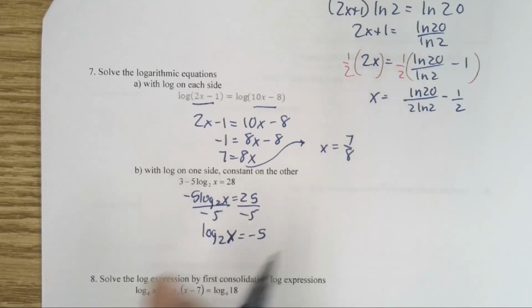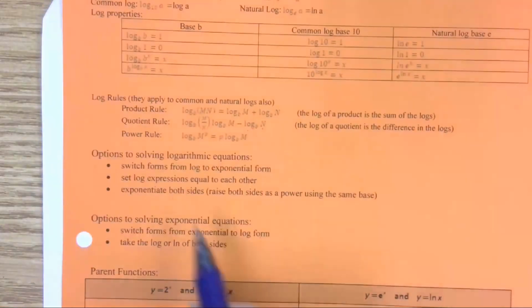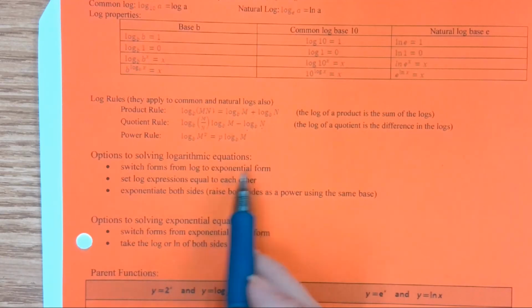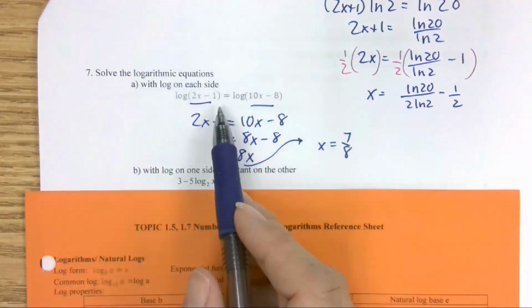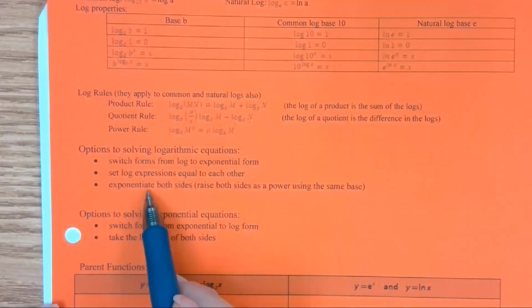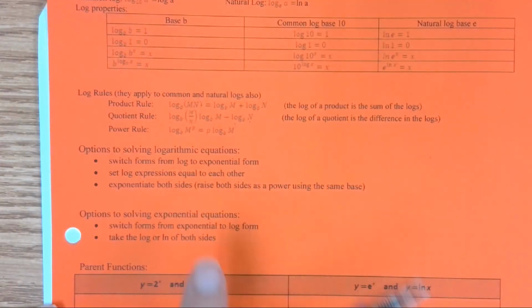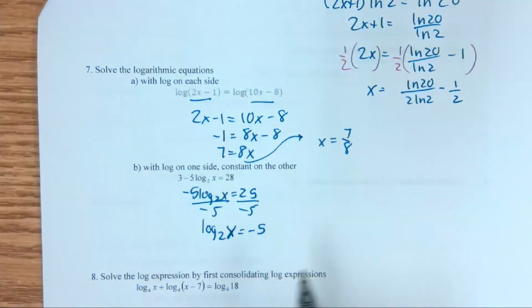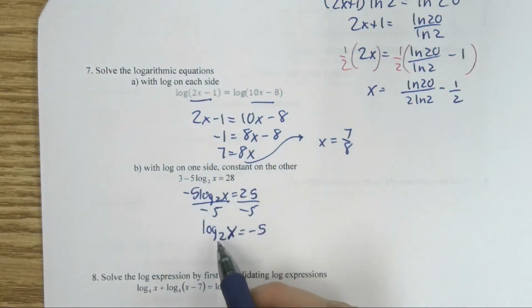So you've got a couple of options. Let's go back to our reference sheet. You could switch forms from log to exponential. You could set your log expressions equal to each other. That's actually what we did on example A. That only works when you have a single log expression on both sides. And the last option is you can exponentiate both sides, meaning raise both sides up as a power using the same base. Well, in this example, the easiest thing would be just to switch forms.